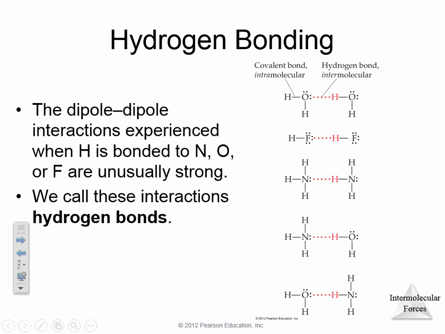The third type of force which I want to talk about today is hydrogen bonding. Well, how does hydrogen bonding occur? It's with hydrogen atoms. But the key to this is it's hydrogen atoms typically only bonded to nitrogen, oxygen, and fluorine. So nitrogen, oxygen, and fluorine. Why those three? Because those three have unusually strong dipole-dipole moments with hydrogen. So we call this hydrogen bonding.